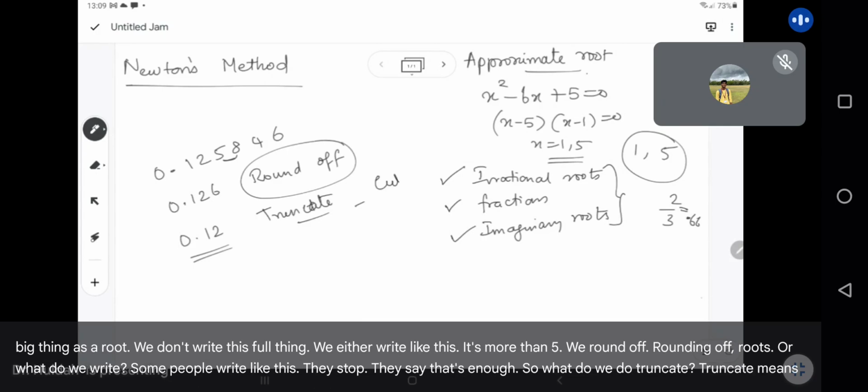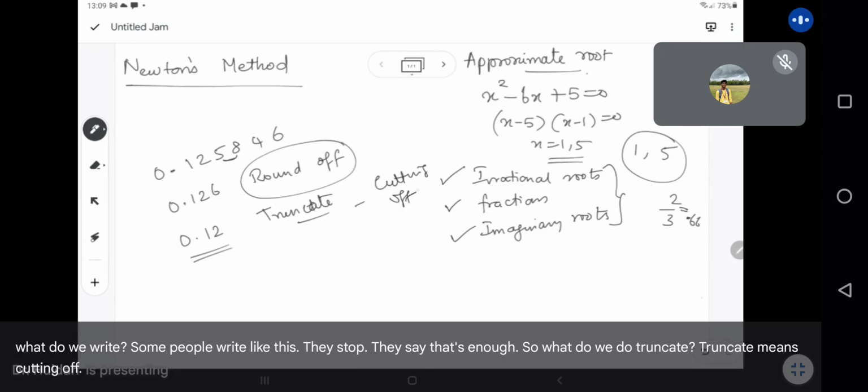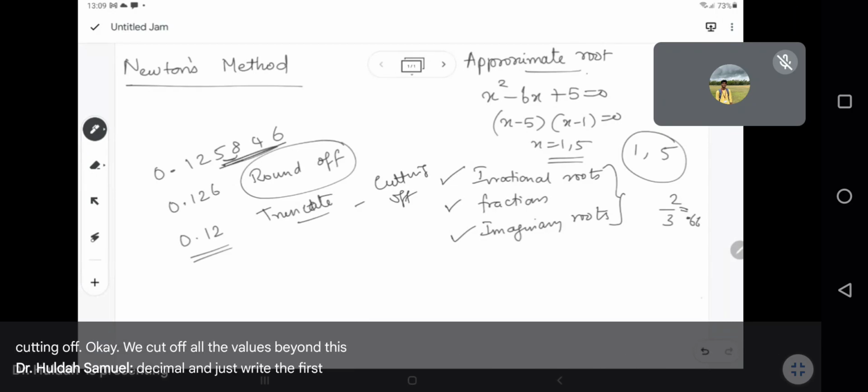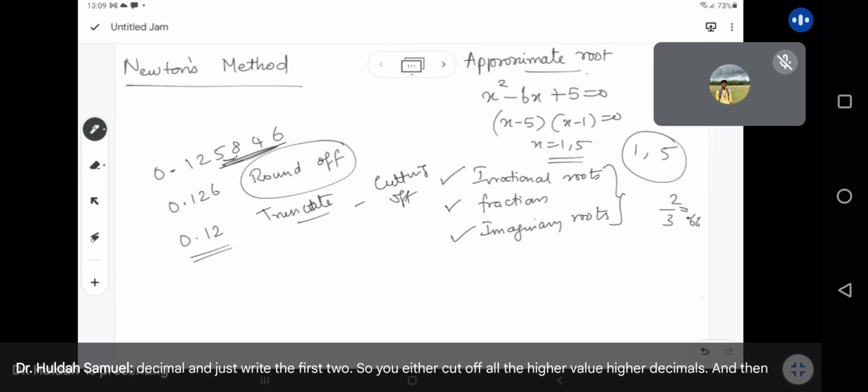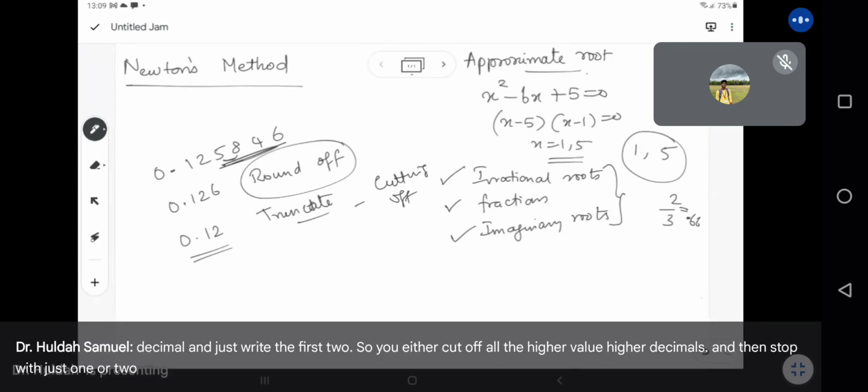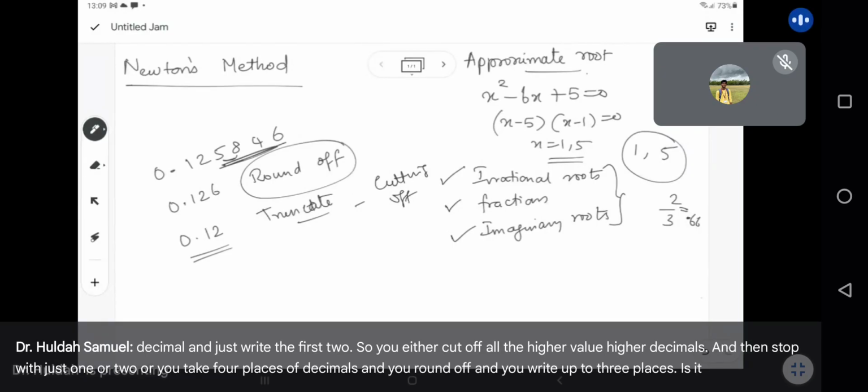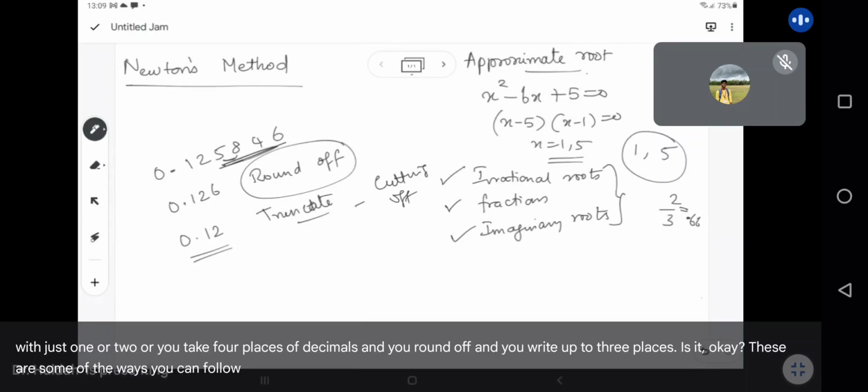Truncate means cutting off. We cut off all the values beyond this decimal and just write the first two. So you either cut off all the higher decimals and stop with just 1 or 2, or you take 4 places of decimals and round off and write up to 3 places. Is it okay? These are some of the ways. You can follow any of the ways.